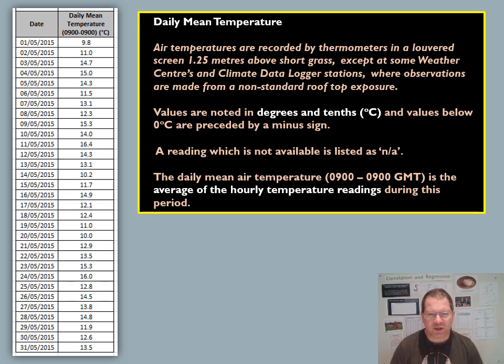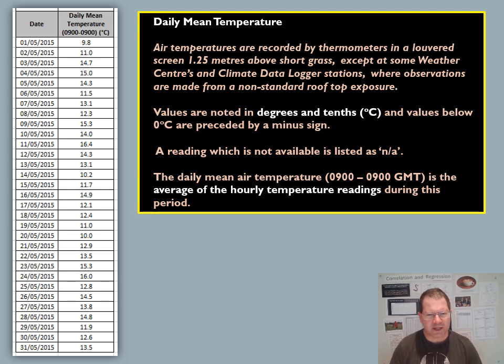So the first column in the spreadsheet is the daily mean temperature. Don't need to worry about the first bit, about the air temperatures being recorded 1.25 meters above short grass. What's important is how they are measured. They are measured in degrees and tenths, so 9.8 on the 1st of May, 11.0 on the 2nd. If there were any negative values, i.e. ones below 0, they would be recorded with a minus sign in front of them, but there aren't any in Heathrow here. Any readings which weren't available would have been listed as NA.